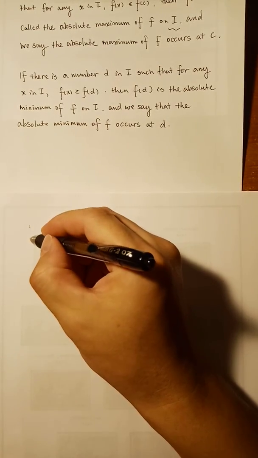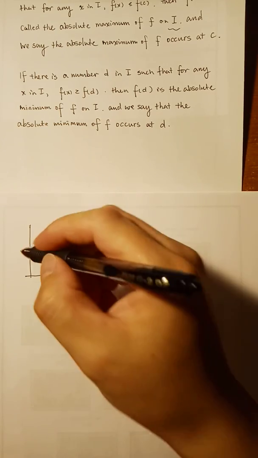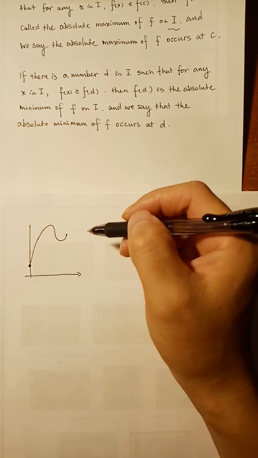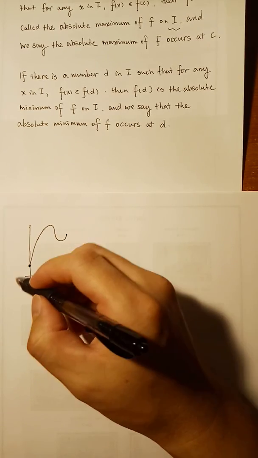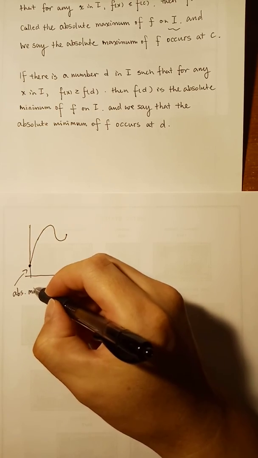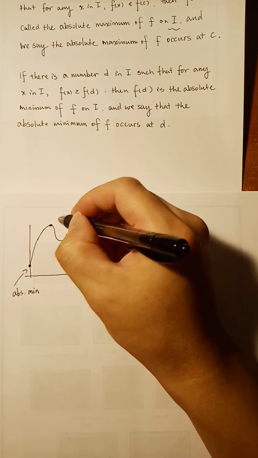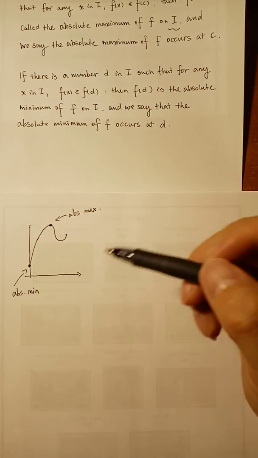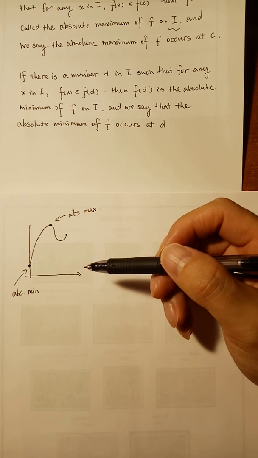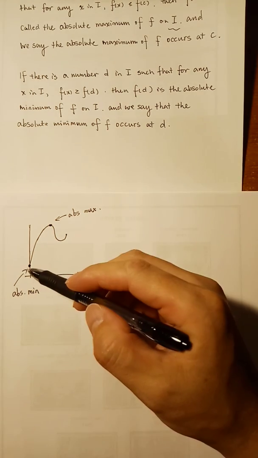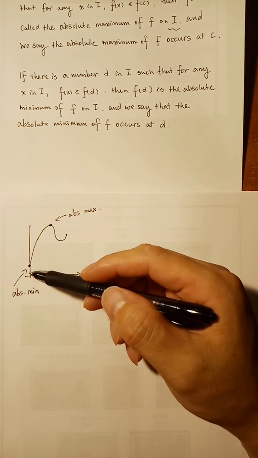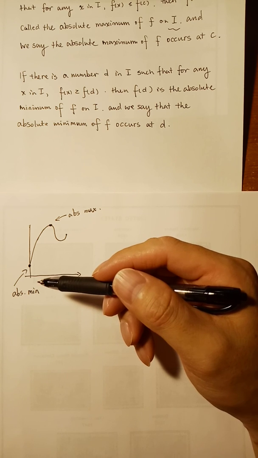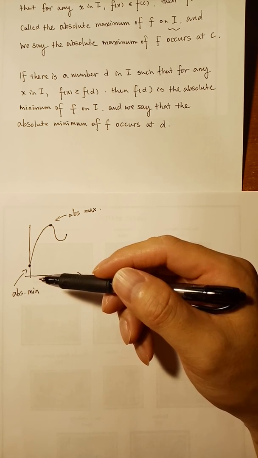For example, if we have a graph like this, in this example, we can check this is the lowest point. So this is the absolute minimum. This point is the highest point. It's an absolute maximum. Okay? And of course, remember, absolute maximum is always a local maximum. Absolute minimum is always a local minimum. Except when you have the boundary point, you have to remove those cases, because in the definition of a local maximum or minimum, we only allow the open neighborhood.